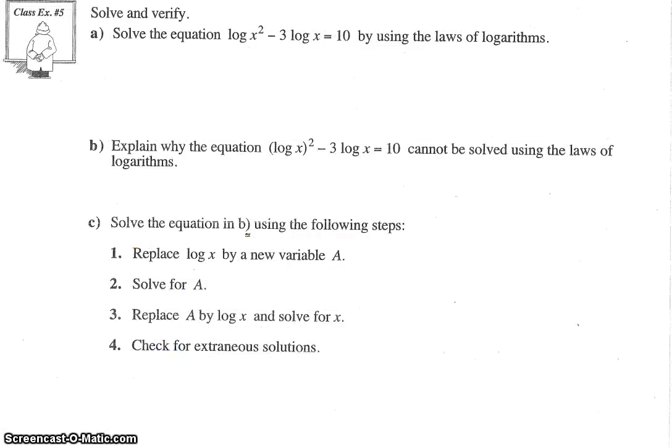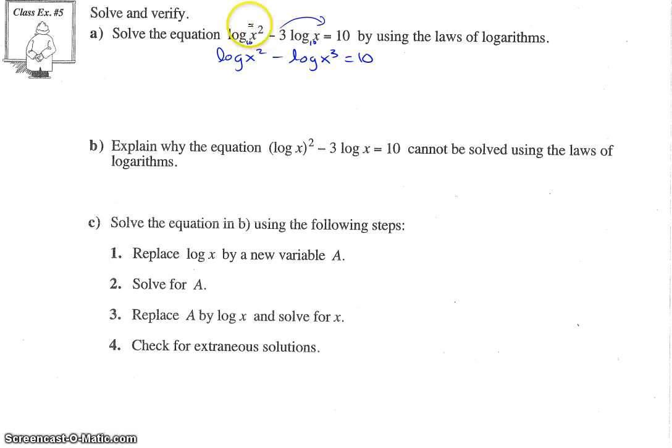Okay, sample number 5, solve and verify. So solve the equation log of x squared minus 3 log x equals 10 by using laws of logarithms. All right, so you notice we have both base 10. That's a good thing. We have a log minus a log, but we can't combine that. That 3's in the way, so let's bring that back into the exponent. So we'd have log x squared minus log x cubed equals 10. Okay, that works.